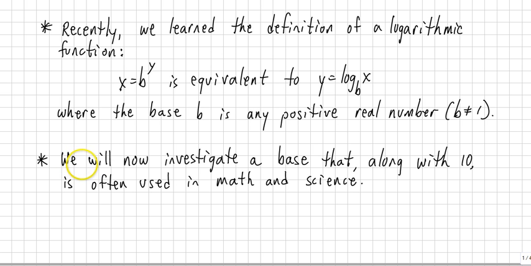What we want to do now is look at a base that, along with 10, which we called a common log when the base was 10, is used quite a bit in math and science. The base can really be any positive number besides 1, but prior to calculators, base 10 and this new base were used quite often. They were kind of the two bases that most people ended up using for one reason or another.